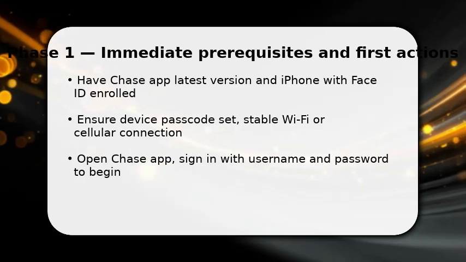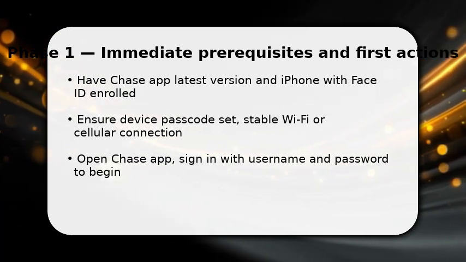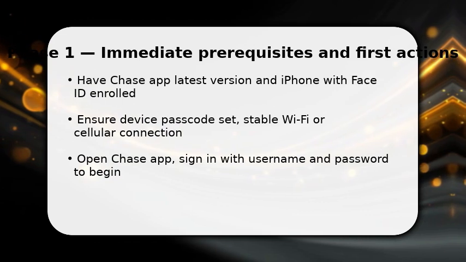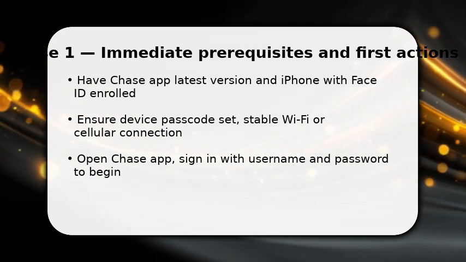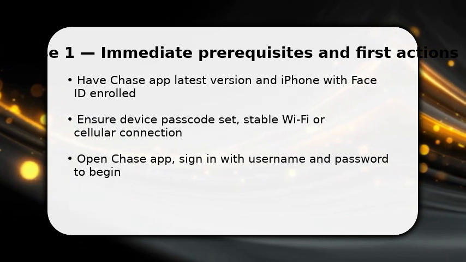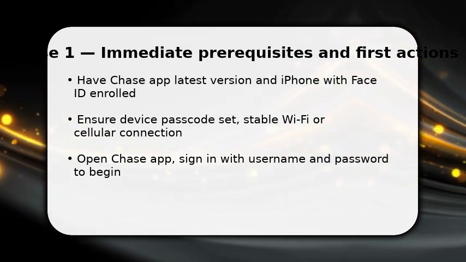You open the Chase app and sign in. Make sure your phone already has Face ID enrolled and a device passcode set. Once done, navigate to the Profile or Settings area. This is where authentication options live. You need the latest app version and a stable connection so the app can verify device capabilities.